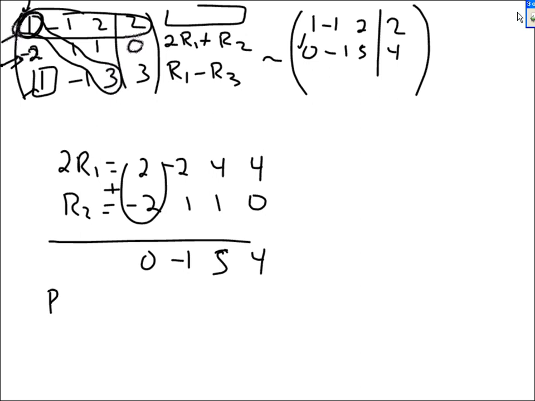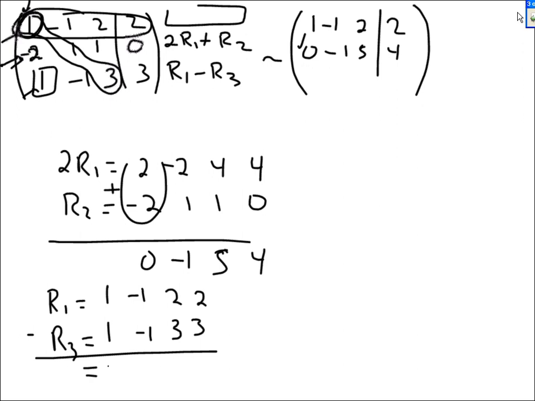Now we're going to do row 1 minus row 3. Row 1 is 1, negative 1, 2, 2. Row 3 is 1, negative 1, 3, 3. And you subtract, you get 0, 0, negative 1, negative 1. So I am done with column 1. When it comes to column 1, other than the diagonal entry, I have zeros.